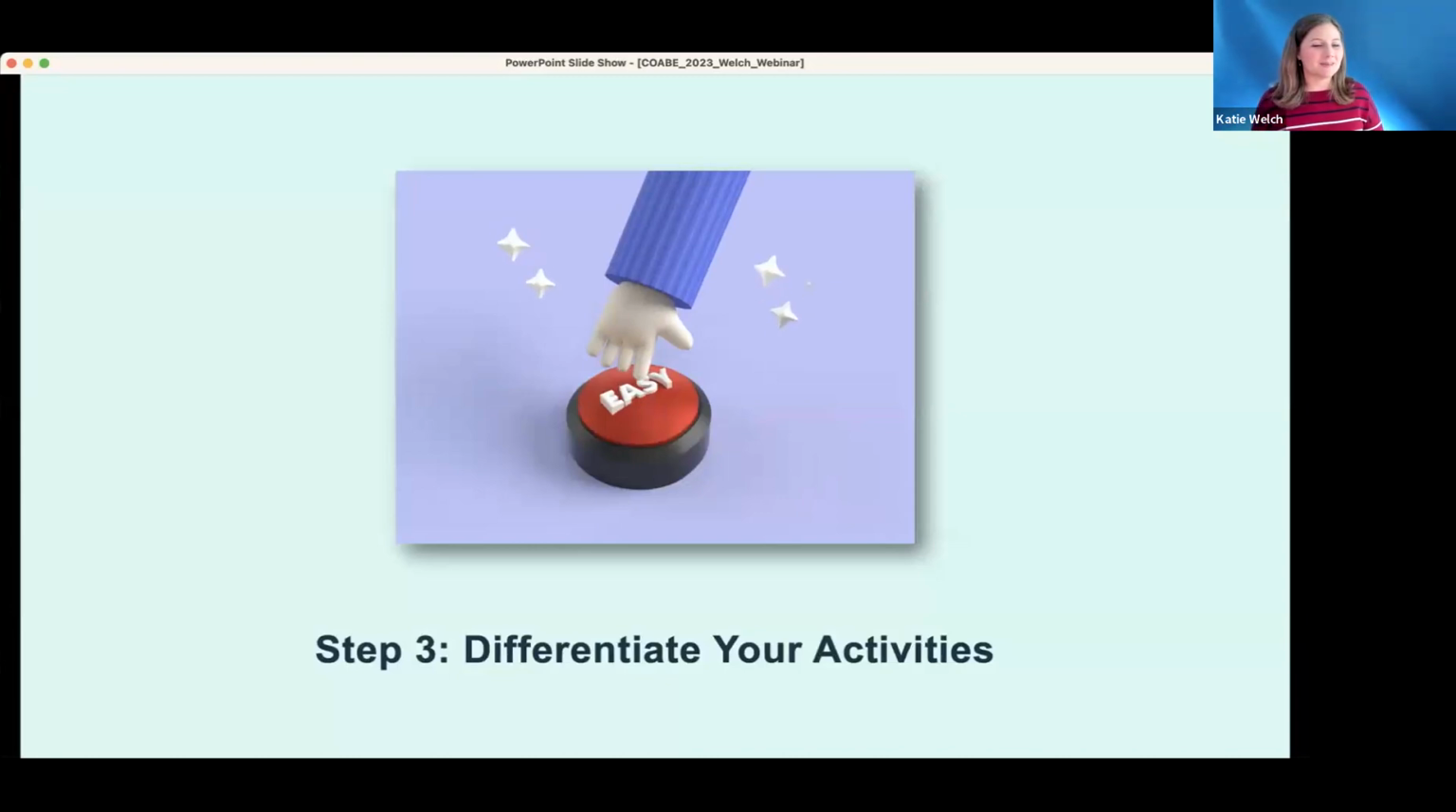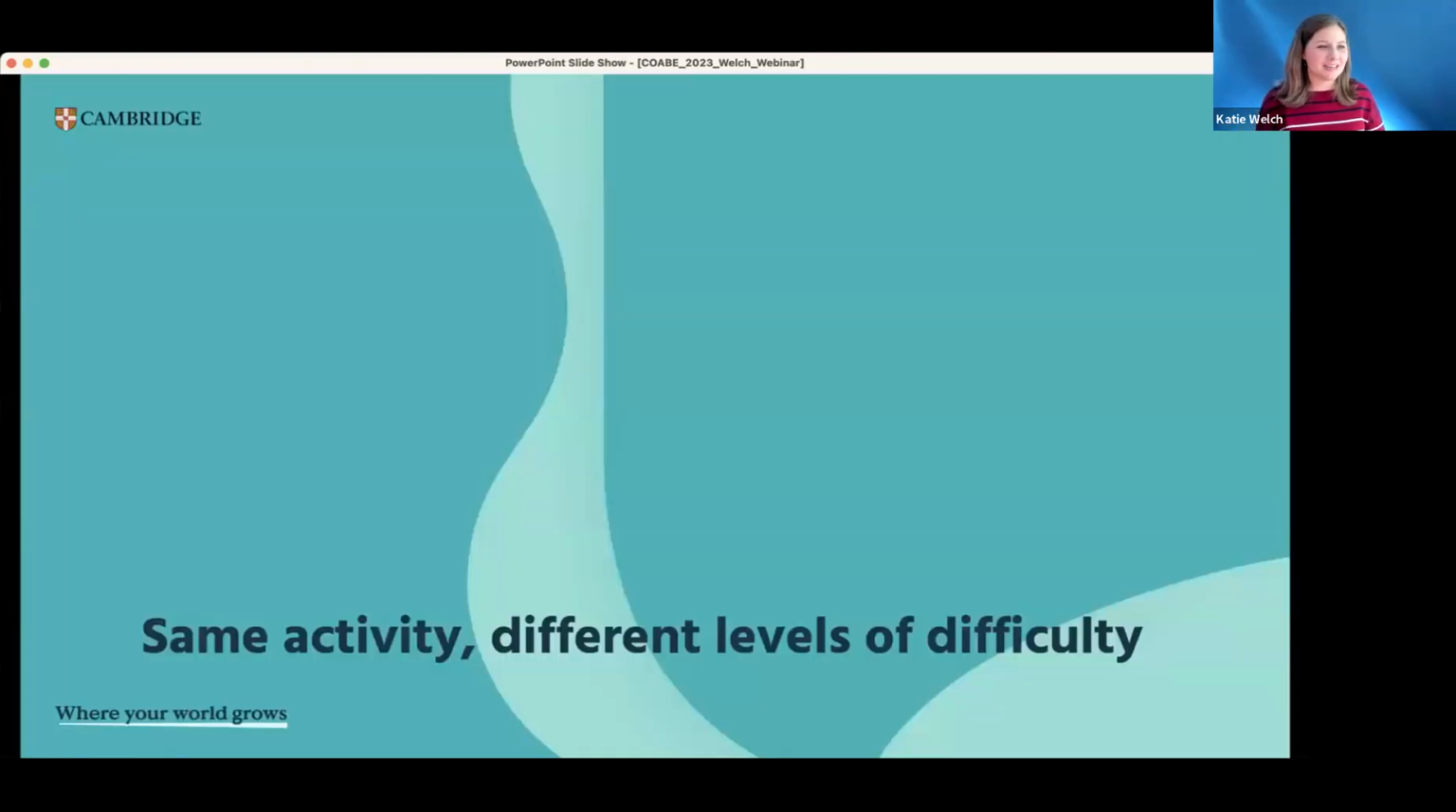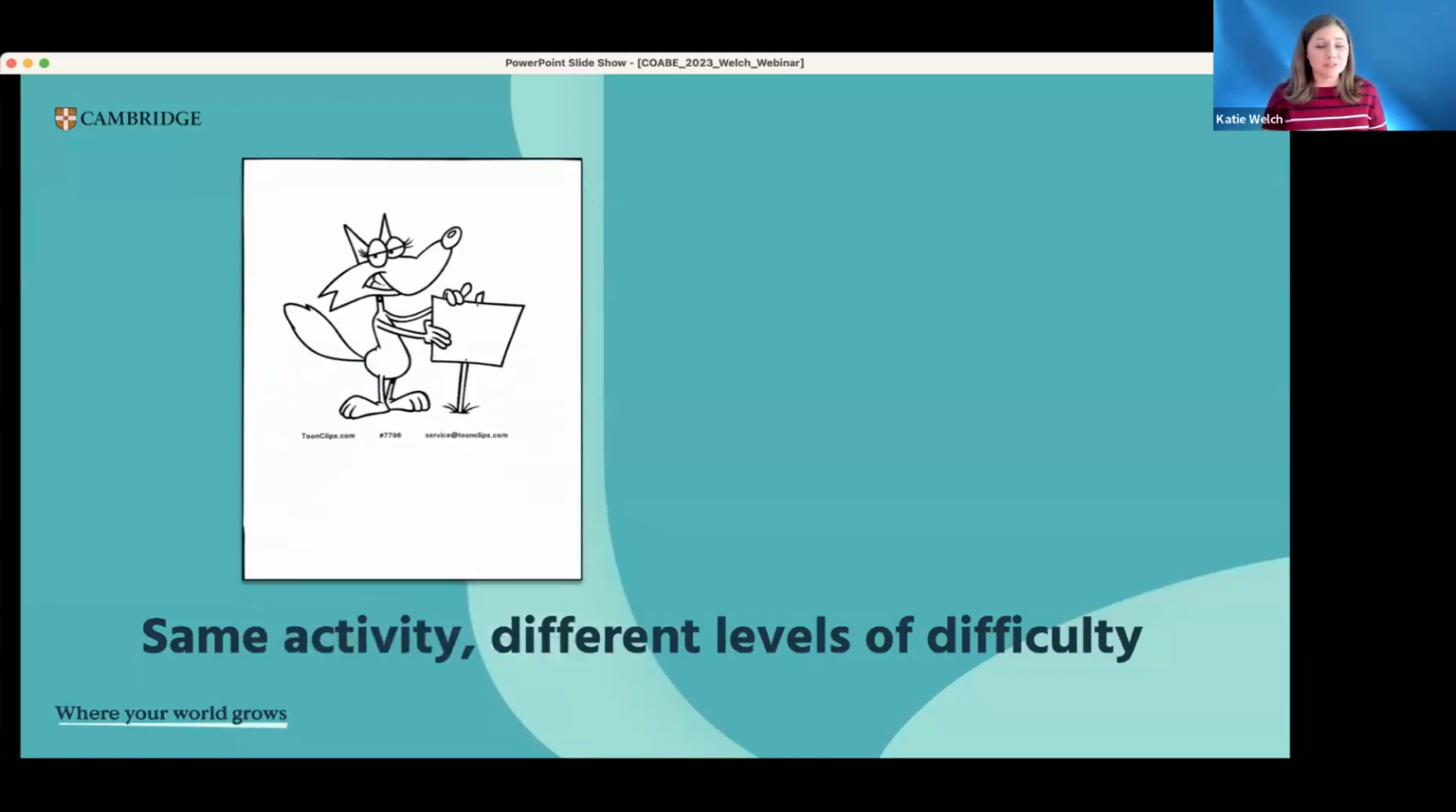Okay, let's move along. Step 3 is we're going to differentiate our activities. So once we get into these groups, let's say you do a like ability group where you know these students are both at a similar readiness level in writing. What am I going to do? Well, the idea of differentiation is that we want to do the same activity, but different levels of difficulty. You, as a teacher, you don't have time to come up with a different lesson for every single level that's in your classroom. It's just not possible.